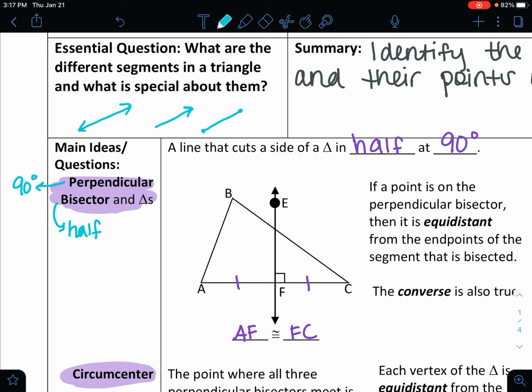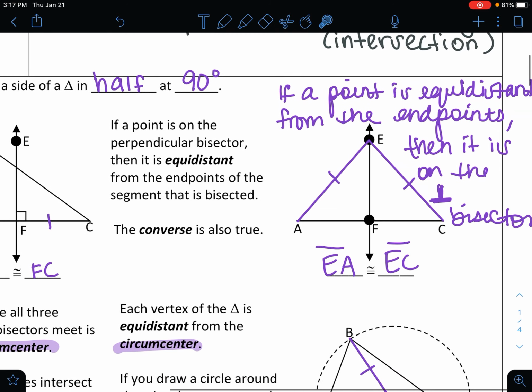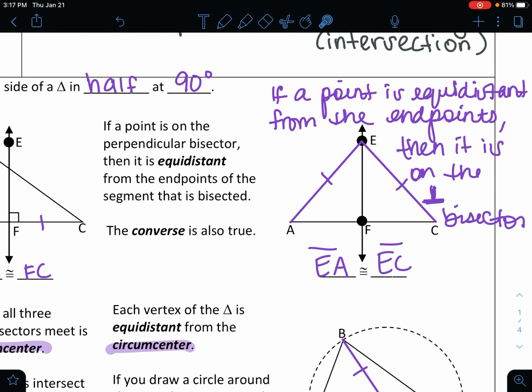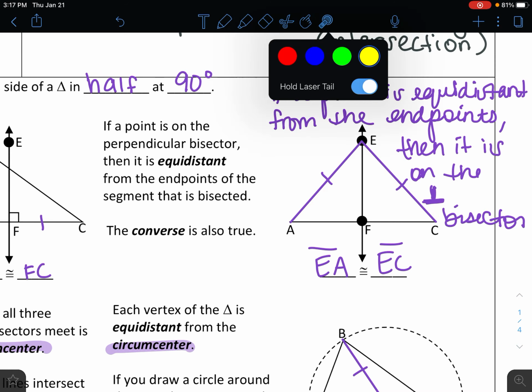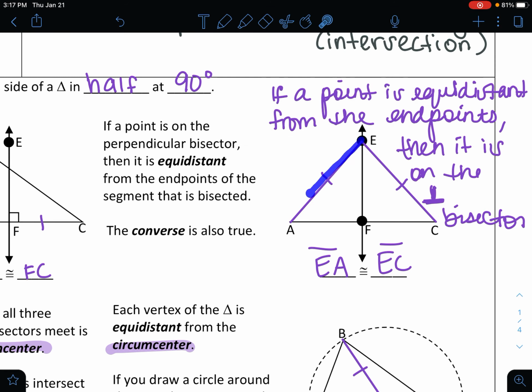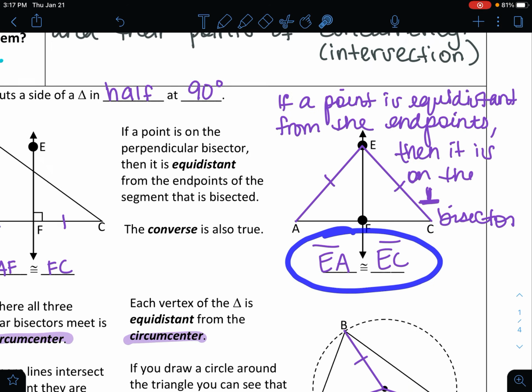And then it just says here that AF is congruent to FC. So AF and FC are congruent to each other. And then over here, touching on that again, the distance from the point E to A and E to C is the same. So it's congruent. You can see right there, and I wrote it down right there.